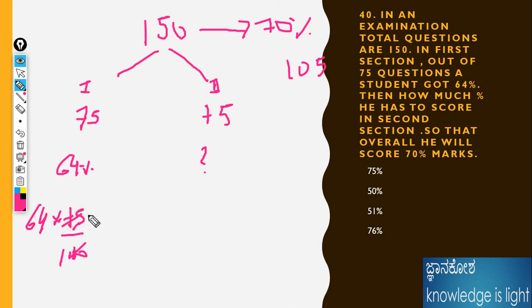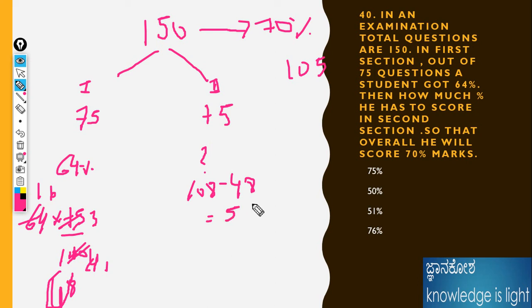Okay, 25 3, the 25 4, the 4 1, the 4 16, the 16 3, the 48. Initially it was 68 marks. Okay, here it is 108. If you reduce 108 minus 48, this is the second section value.